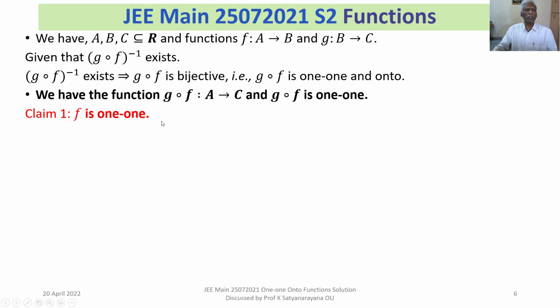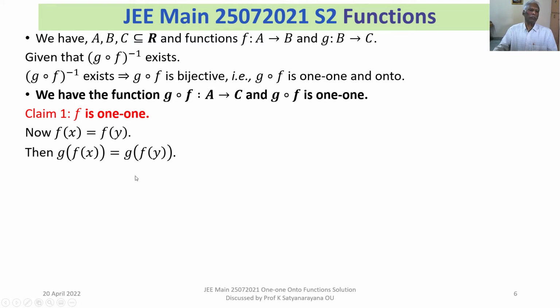To prove f is one-one, what do we do? If f(x) is equal to f(y), then I will prove x is equal to y. So, f(x) equal to f(y) implies x equal to y. If I can prove this, then f is one-one. So, f(x) is equal to f(y). Then operating g on both sides, g(f(x)) is equal to g(f(y)).